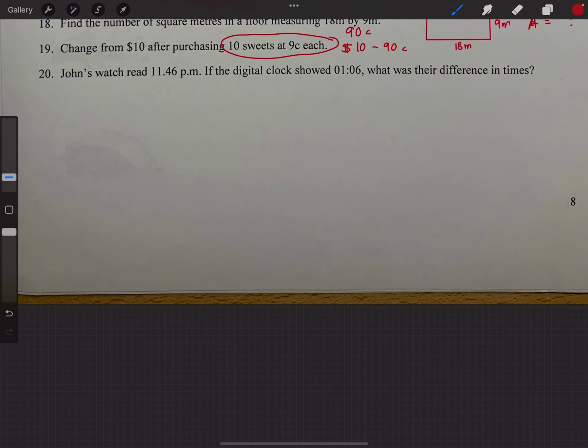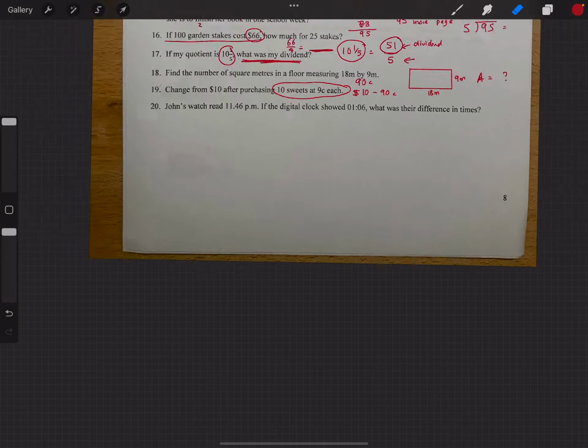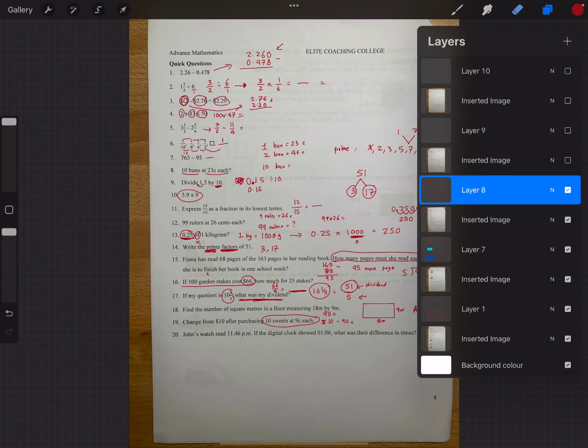Question 20 says John's watch reads 11:46. If the digital clock showed 1:06, what was the difference in time? So this one's close to midnight. This one's past midnight. So how much time has passed between these two times? Can you work it out? That shouldn't be too hard. I'll leave that to you.